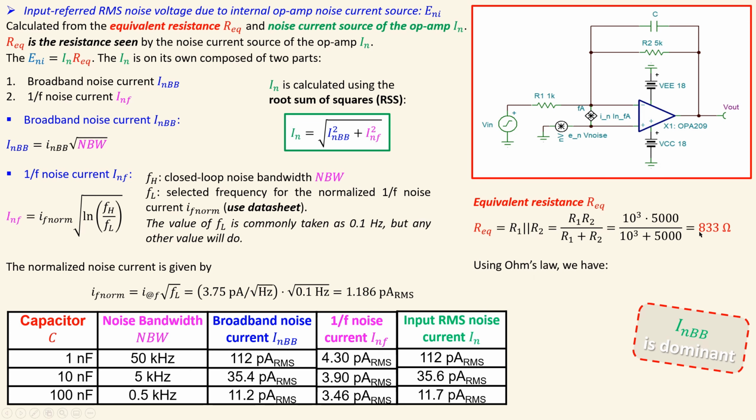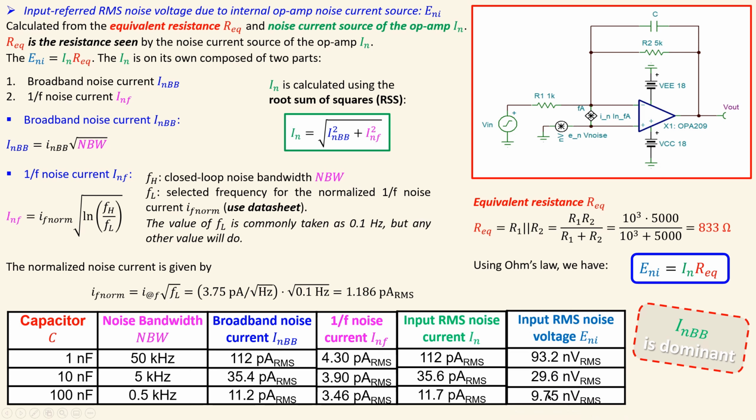Now, using Ohm's law, that means actually for each value here, you just multiply that by 833. So it's actually this one, which is also shown here, just to repeat here for convenience. That will result in these values. And what we see in this table is when the capacitor value increases, the noise bandwidth will decrease because the pole frequency will also decrease.